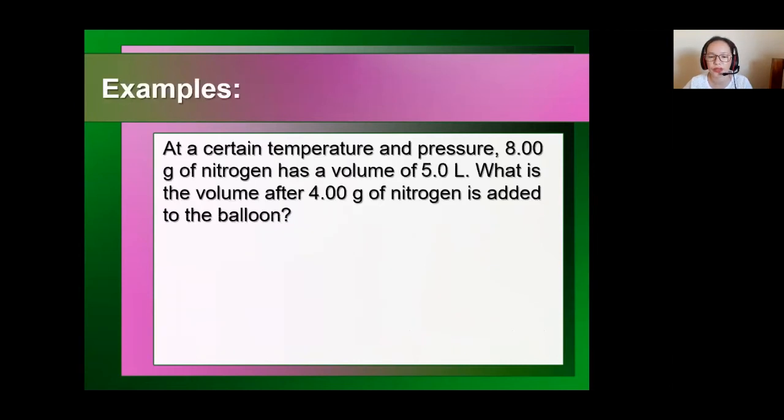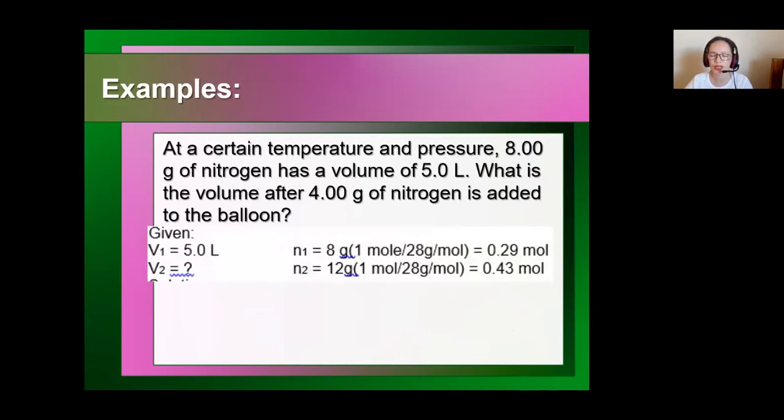So here from the given, let's have a certain temperature and pressure, 8 grams of nitrogen has a volume of 5 liters. What is the volume after 4 grams of nitrogen is added to the balloon? Okay, take note of this. So 8 grams of nitrogen.